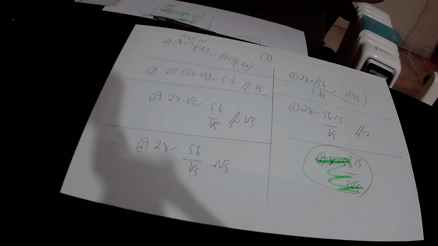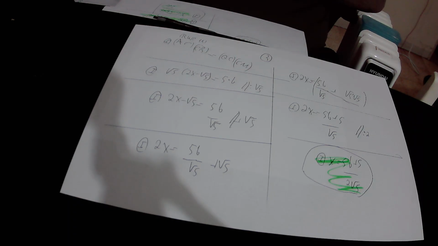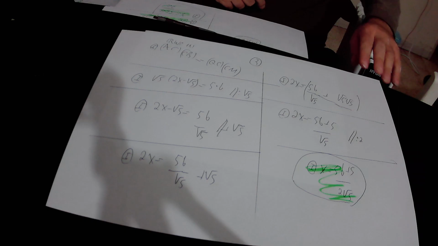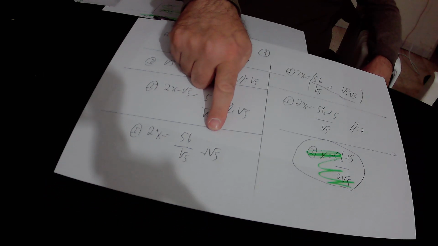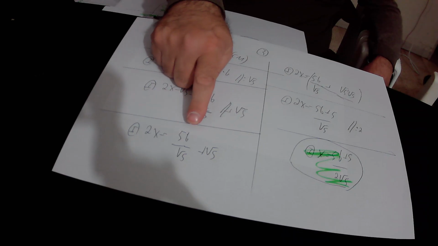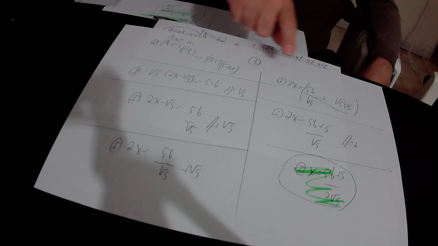Here we divided this equation number 1 by square root of 5. And finally, we found out that 2x minus square root of 5 equals 5b over square root of 5. Then we added square root of 5 to this equation, and finally we found out that 2x equals 5b over square root of 5 plus square root of 5. Then we multiplied square root of 5 by square root of 5, and then we divided by square root of 5 in order to get a common denominator with this expression.